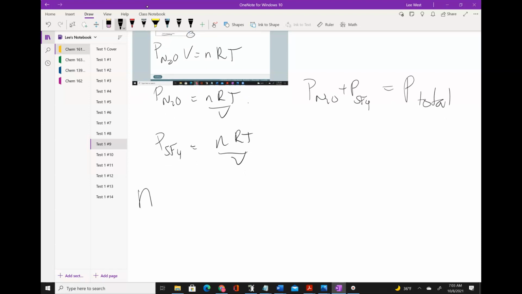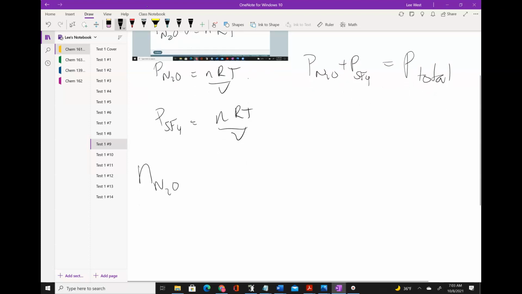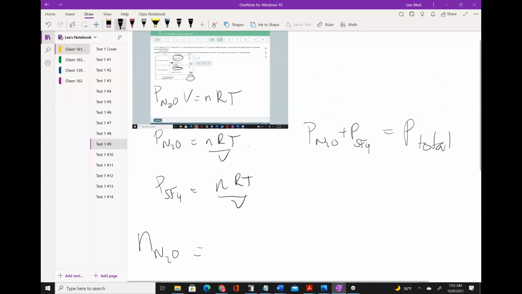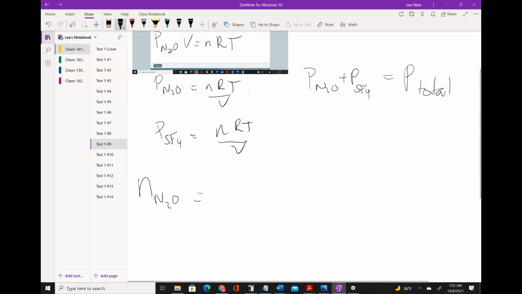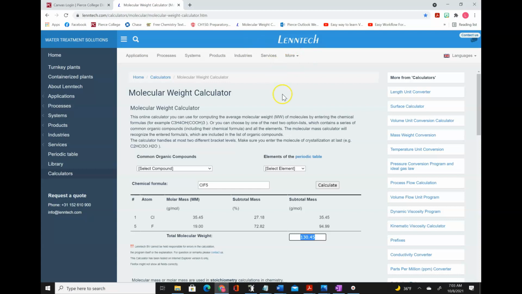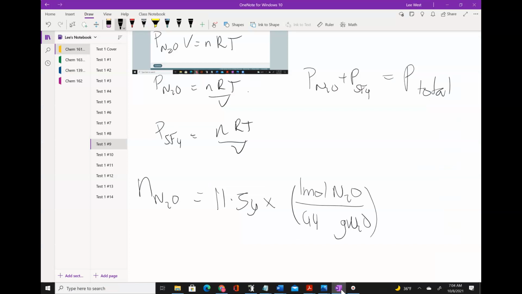We're going to need the number of moles of N2O, and that's going to be my mass of N2O, which was 11.5 grams, multiplied by 1 on the molar mass. So 1 mole of N2O has however many grams of N2O. Over to my handy dandy molecular weight calculator, and here we go, N2O: 44.01. We saw that number before, didn't we? So grams cancel.